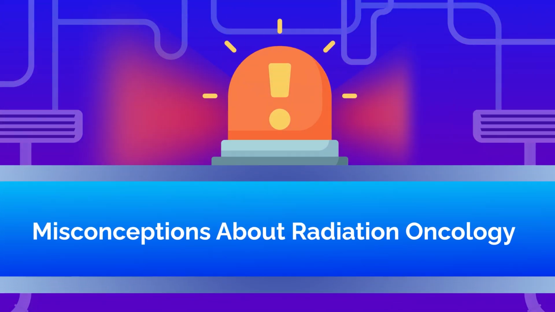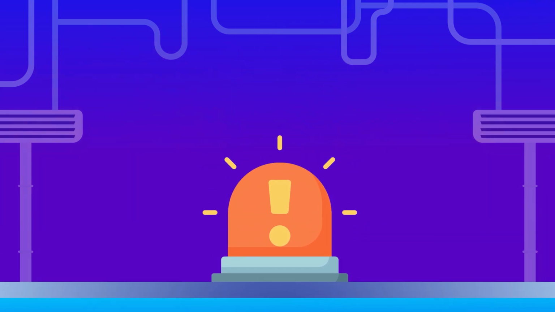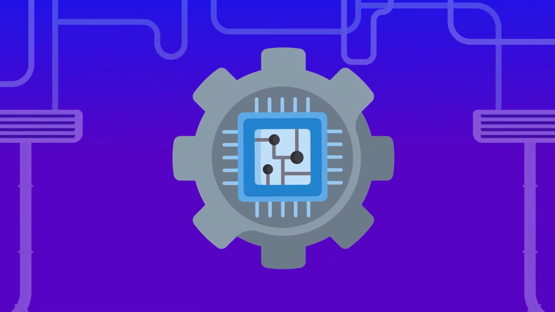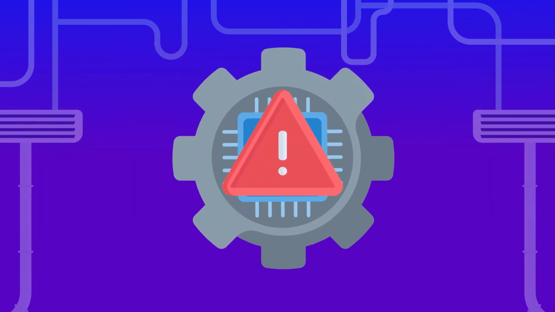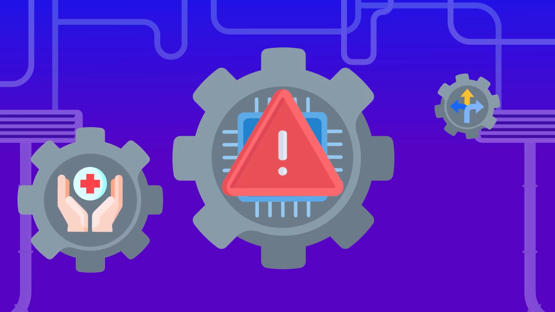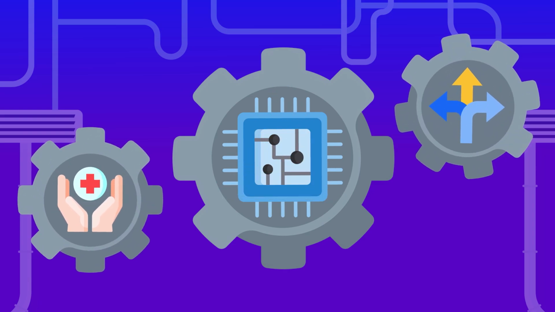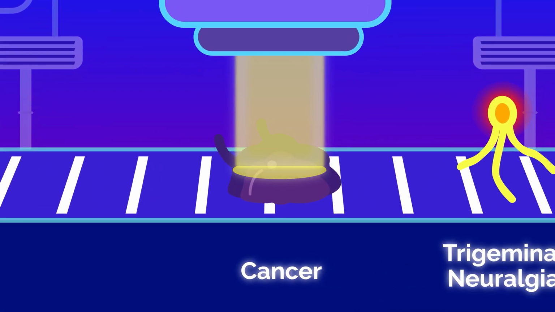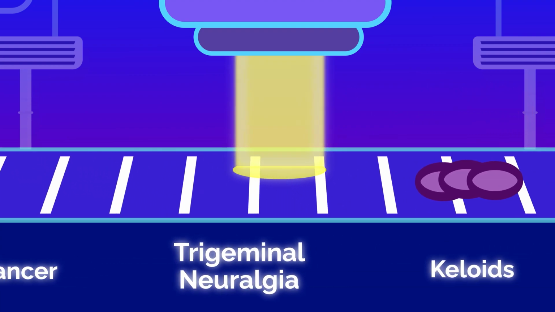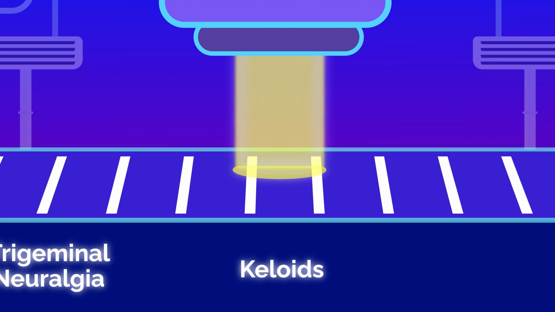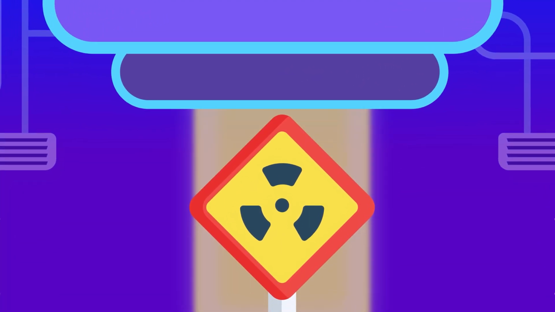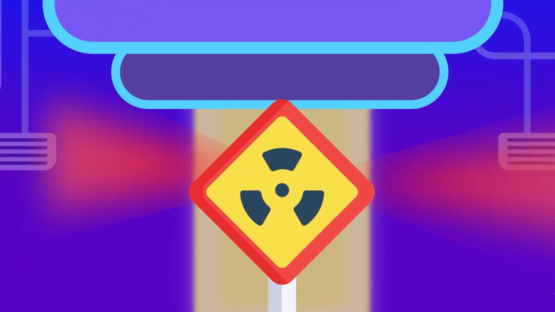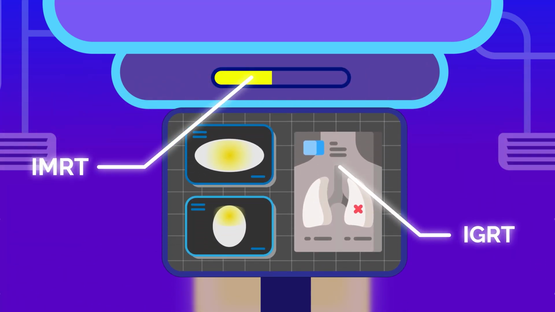Now, let's clear up some major misconceptions about radiation oncology. First off, many people believe it's all about technology, but this is far from the case. While technology does play a critical role, patient care and decision-making are equally as important. It's also not only for cancer. Though rare, radiation oncology also treats benign conditions like trigeminal neuralgia and keloids. Finally, while many assume the profession is dangerous because physicians work with radiation, advanced techniques have made it safe and highly targeted for patients and healthcare workers.